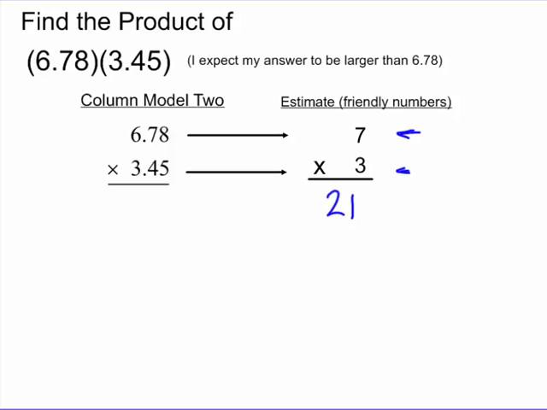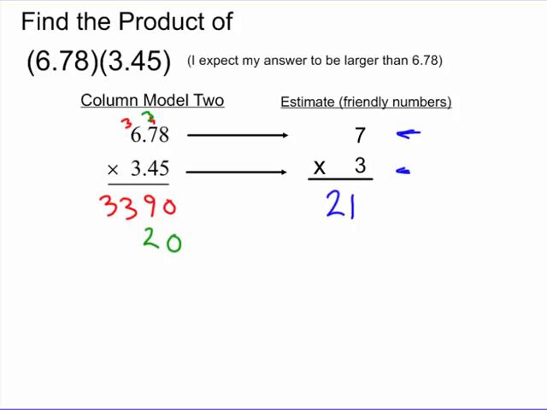So let's try this. And I will use different colors here because we're going to have 3 different rows here. So this is going to be a new one for us for column model number 2. 5 times 8 is 40. Carry the 4. 5 times 7 is 35, plus 4 more is 39. Carry the 3. 5 times 6 is 30, plus 3 more is 33. Move to the 4, so I need a 0 placeholder. 4 times 8 is 32. Carry the 3.